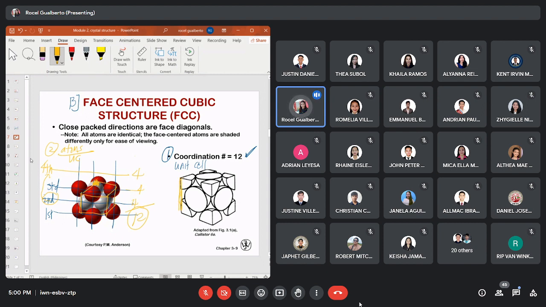Okay? So ito po yung kanyang height, which is equal to A. Ito po yung kanyang length, which is also equal to A. At ito naman po yung kanyang width, which is also equal to A. Kuha? Yan. So tingnan po natin ngayon ilan lahat yung atoms na yan.